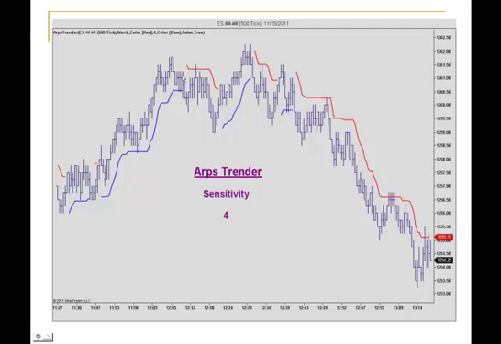You can see finally it closed across the trender and it flipped. I got another trender pullback right there. Finally it closes across the trender, and eventually the trender flips to the sell side and follows the price on down.